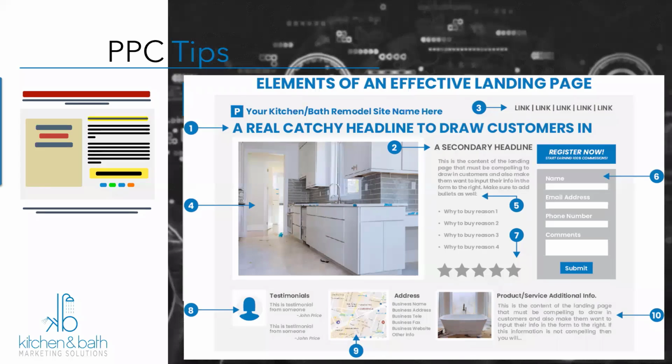If it's a regional or national ad, 9 times out of 10, you're not going to draw them to your showroom or to your storefront. But if it is local, you might want to get that to increase local traffic. Okay, so only if that's relevant for you. And then number 10, additional information. This information should be compelling to draw them in and to augment what you already have. So this is an effective landing page, and these are some tips to help make PPC work for you.